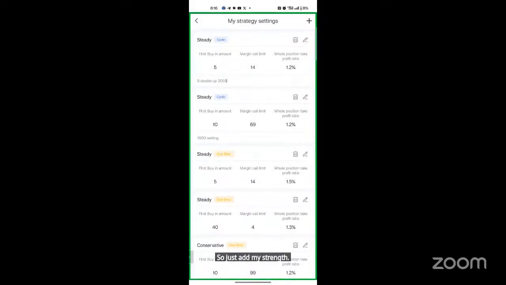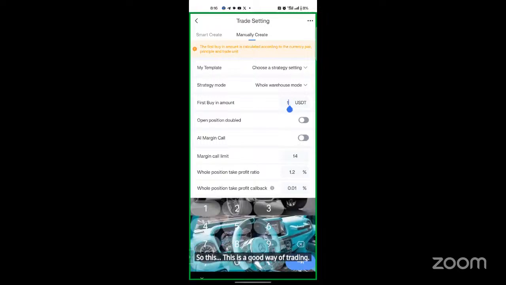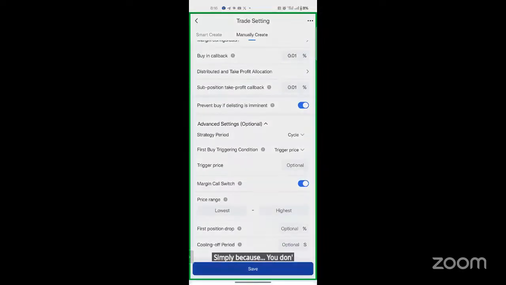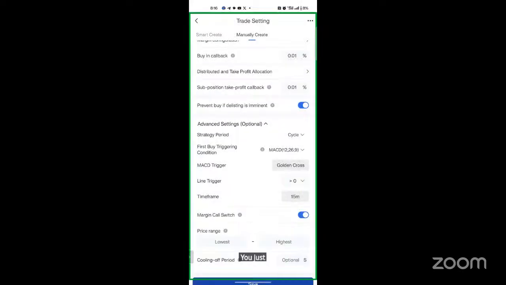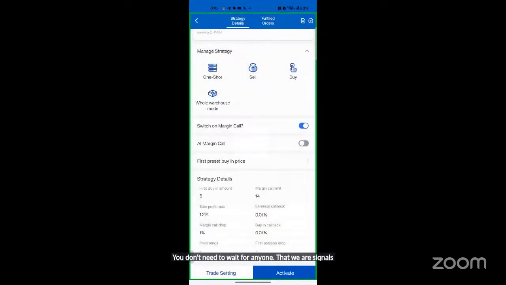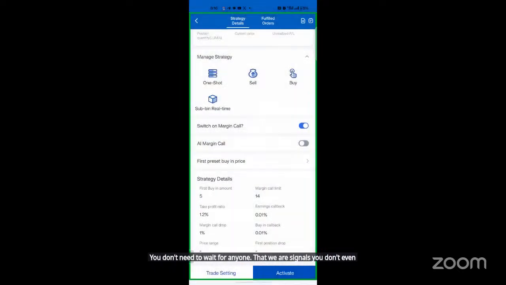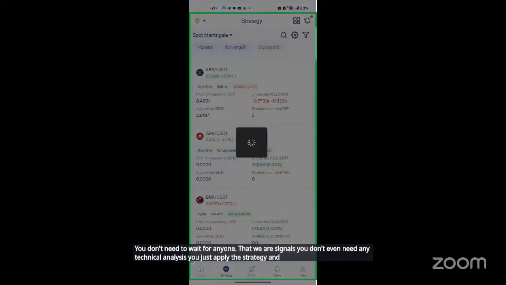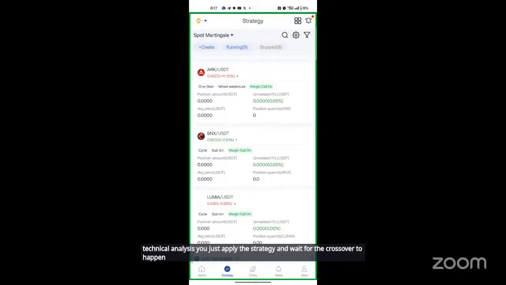So this is a good way of trading, simply because you don't need any skill. You just need to manage your wallet. Number two, you don't need to wait for anyone or for signals, and you don't even need to do any technical analysis. You just apply the strategy and wait for the crossover to happen. And once it happens, the robot will buy.